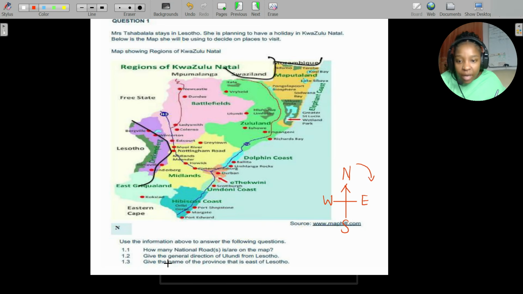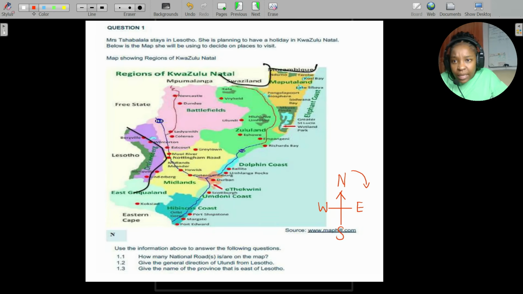It says, use the information above to answer the following questions. Let's start by reading what is given. Mrs. Shabalala stays in Lesotho. She is planning to have a holiday in KwaZulu-Natal, so she wants a holiday in KZN. Below is the map she will be using to decide on places to visit. Who uses a map like this to decide on places to visit? Just an interesting question, but anyway. This is a map showing the regions of KwaZulu-Natal.